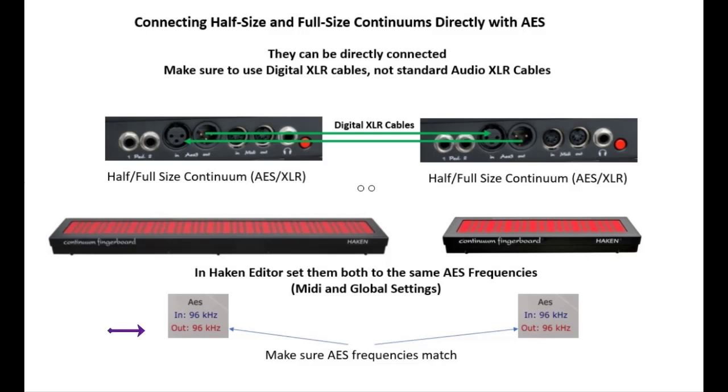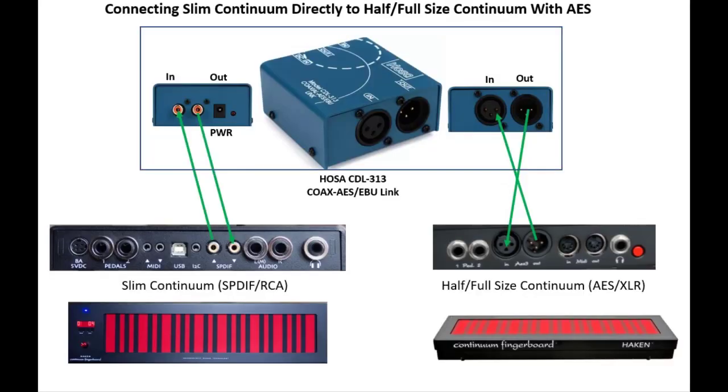Now, as long as the 2 Continuums are set to the same AES frequencies, you should be okay here. You can go into MIDI and global settings and always look at what your AES settings are for input and output. Now, you may have an older Continuum and a newer one, and you may want to connect those directly with the digital connection. Well, in that case, you'll probably need some kind of converter box. In this case, I use a Hosa CDL313 that can take an XLR digital input and convert it over to an RCA S/PDIF output, or vice versa. And that's an easy way to connect up 2 digital systems in this manner.